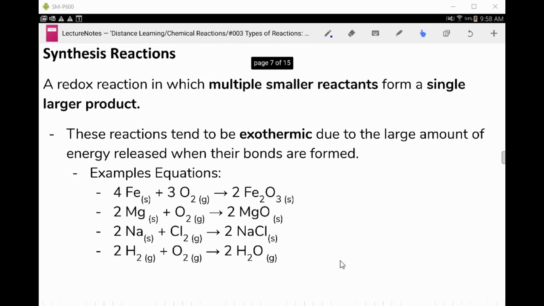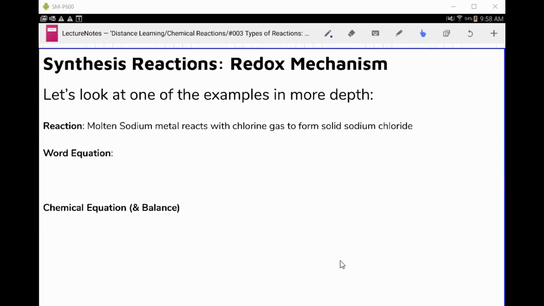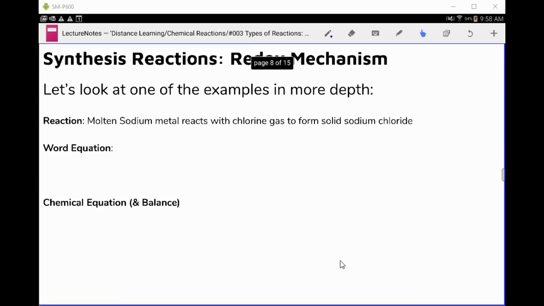To examine this, we're going to look at the reaction between sodium and chlorine specifically in a little bit more depth. So the first thing we need to do is get from the descriptive sentence that we're using to start down to that model. So just a quick review from the last video. In this sentence, what we see is that we have molten sodium metal reacting with, so that's our plus sign, chlorine gas to form solid sodium chloride.